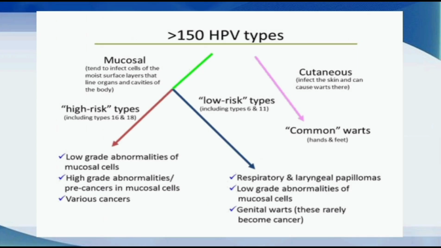In human papillomavirus, there are high risk types and low risk types. High risk types include HPV 16 and HPV 18: low grade abnormalities of mucosal cells, high grade abnormalities, precancers in mucosal cells, various cancers. Low risk types include HPV 6 and HPV 11: respiratory and laryngeal papillomas, low grade abnormalities of mucosal cells, genital warts. These rarely become cancer.